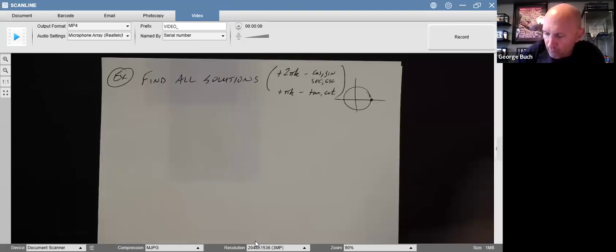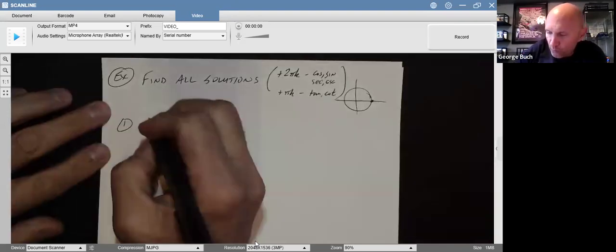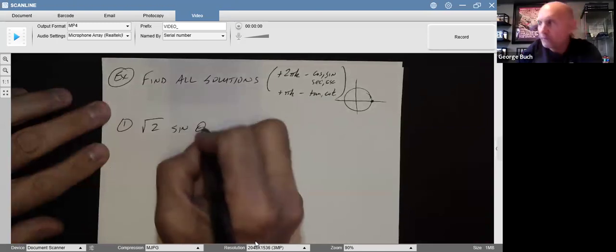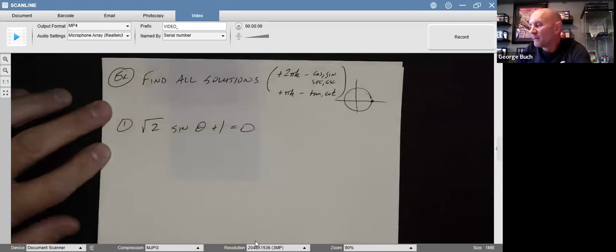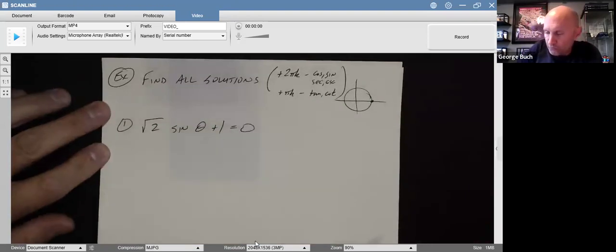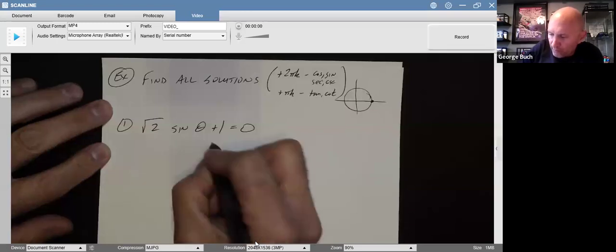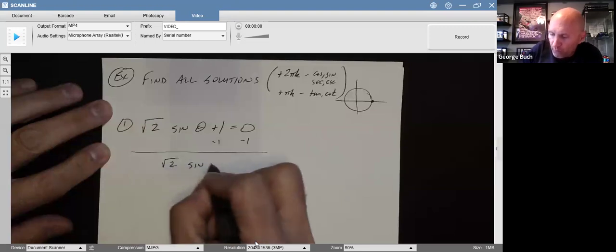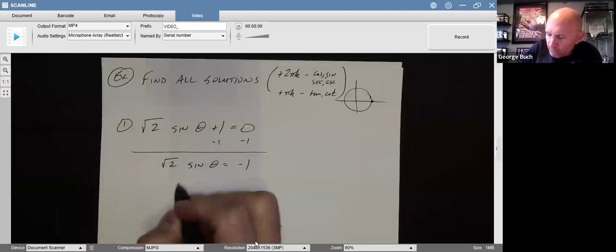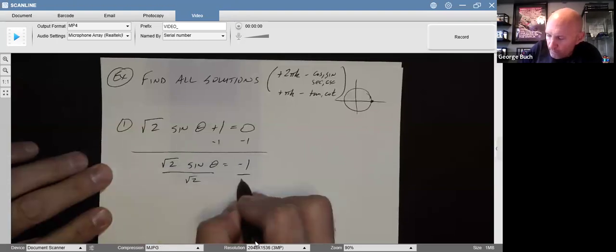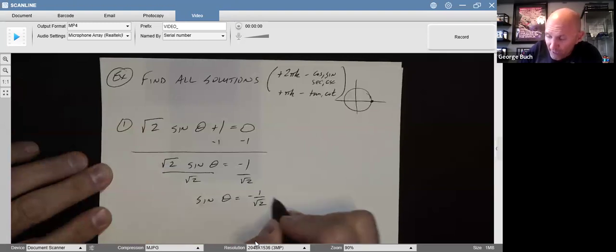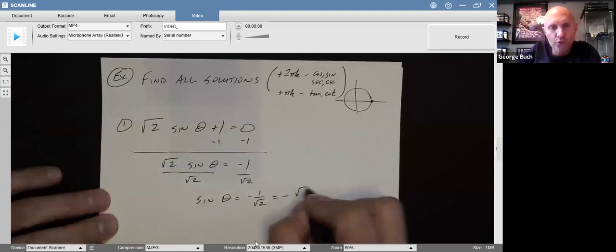All right, so the first one we had was what? It said the square root of 2 times sine of theta plus 1 is 0. So we have to get down to the trig function. So we do what? We first subtract 1. So I get square root of 2 sine of theta is negative 1. Divide everything by square root of 2 means sine of theta is negative 1 over root 2. So if I rationalize that so that it looks like what I'm used to seeing, that becomes negative root 2 over 2.